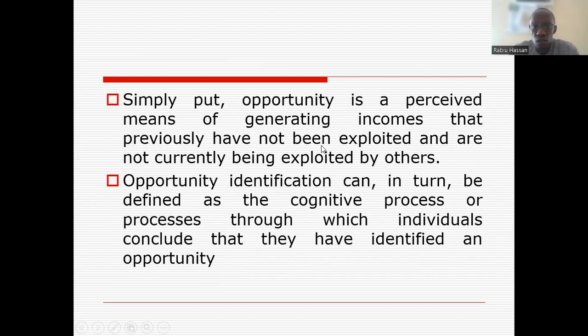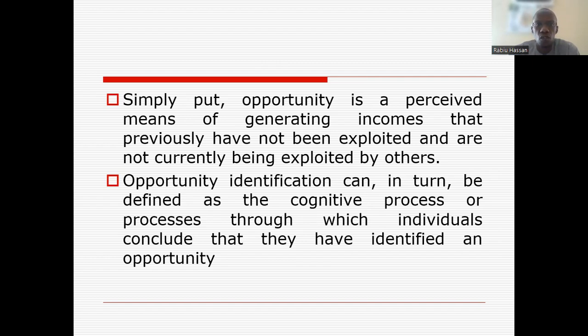So what is opportunity? Opportunity can be simply defined as a passive means of generating income that previously has not been exploited, or is not currently being exploited by others or yourself. Others might be exploiting the same opportunity, but it could be a situation where that opportunity exists only somewhere else, or maybe in your environment, away from other people.